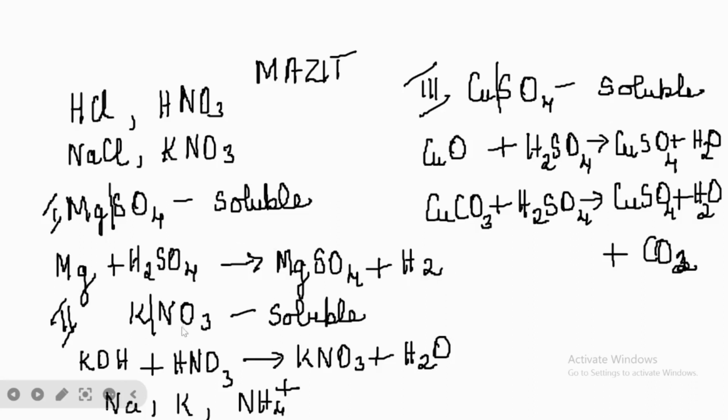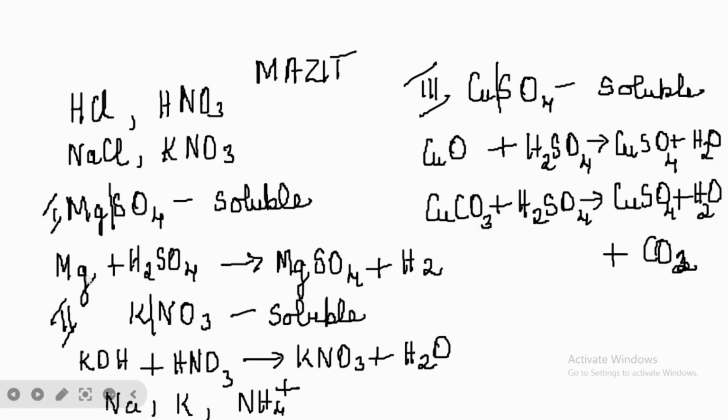Next, suppose you are asked to prepare a salt like potassium nitrate. We know that all nitrate salts are soluble in water. Then, as usual, put a line in the center and find out from which acid this salt has been derived. This salt has been derived from nitric acid. Once that has been done, check your metal, whether the metal is a MAZIT metal. If it's not a MAZIT metal, check whether it is sodium, potassium or ammonium.